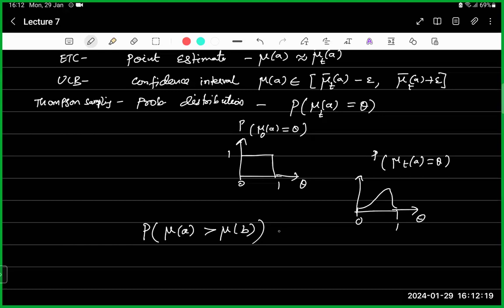Let's say this turns out to be 2 by 3, and the other one turns out to be 1 by 3. Then we'll toss a coin. If it lands on one side, we play arm A; if it lands on the other, we play arm B. Is the algorithm clear at a high level?